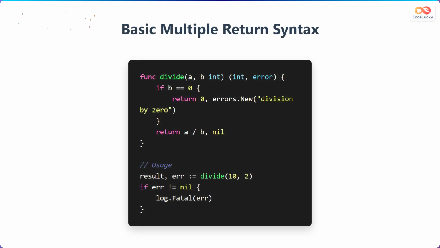Here's the basic syntax for multiple return values in Go. The divide function takes two integer arguments, a and b, and returns an integer and an error. If b is 0, it returns 0 and an error message. Otherwise, it returns the result of a divided by b and nil, indicating no error. The result and error can be received using result, err := divide(10, 2). The returned error value can be checked using an if conditional and logged if it is not equal to nil.